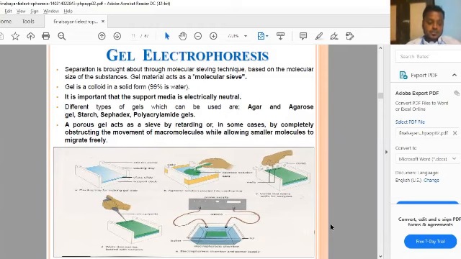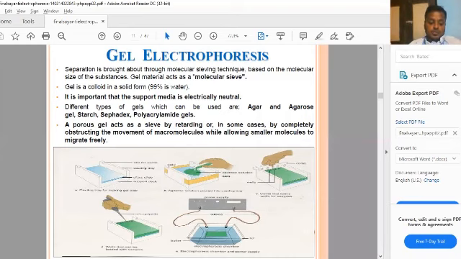The first thing is the casting tray for making the gel. The agarose solution is poured into the casting tray and a comb is inserted into the gel. The samples to be analyzed are loaded into each well, and after connecting the electrodes, the charge moves from the negative to the positive side. After that you have to visualize it in the gel documentation instrument.